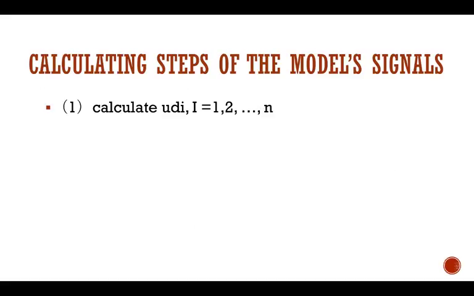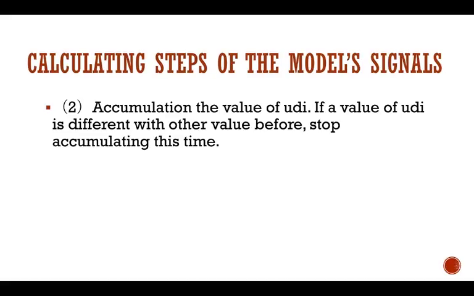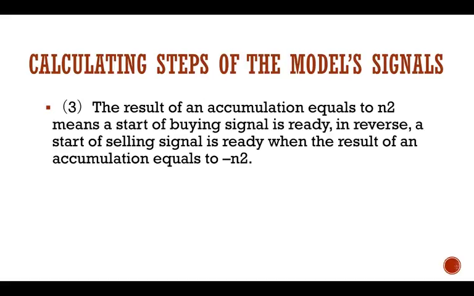Here are the calculating steps of the model's signals. First one, calculate UD sub i. Second one, accumulate the value of UD sub i. If a value of UD sub i is different from the value before, stop accumulating this time. Third one, when the result of an accumulation equals N2, a start of buying signal is ready. In reverse, a start of selling signal is ready when the result of an accumulation equals minus N2.